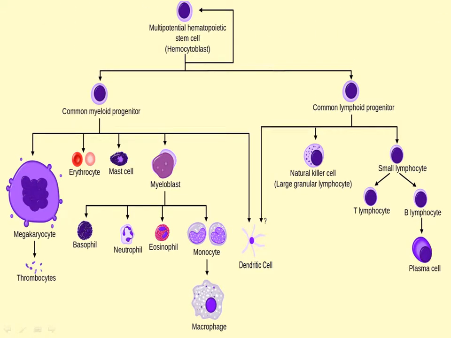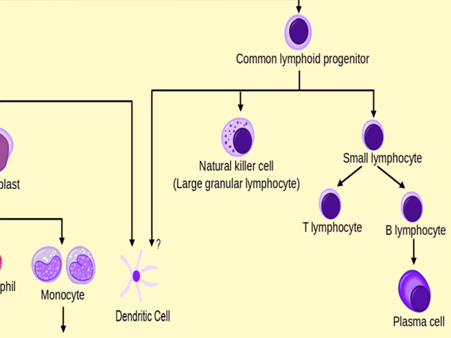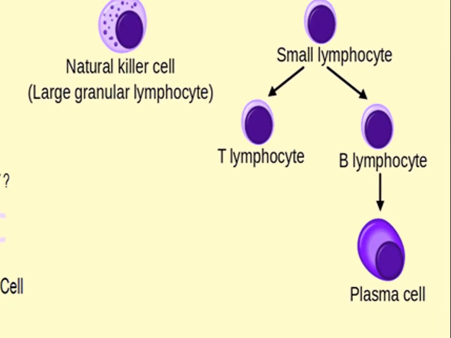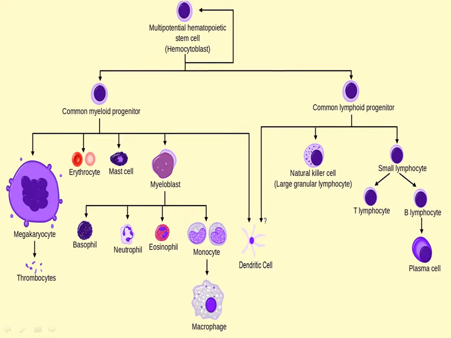Then we look at the common lymphoid progenitor cells, which turn into natural killer cells. These are large granular lymphocytes, and they have lots of lysozymes. They have a big nucleus, and they are big in size. And then we have smaller lymphocytes that turn into T lymphocytes and B lymphocytes, and in the tissues, B lymphocytes make plasma cells. Again, look at how big the nucleus of T and B lymphocytes is.